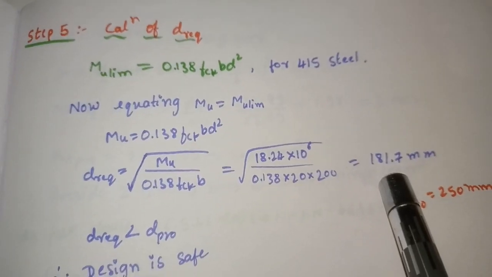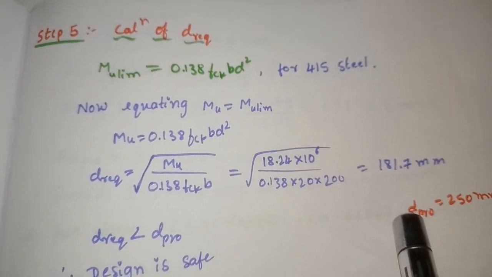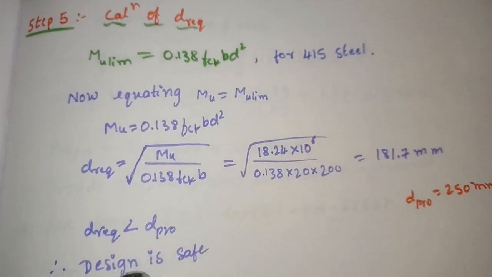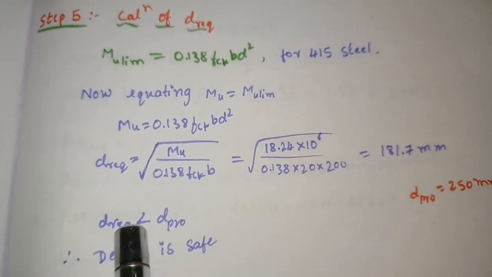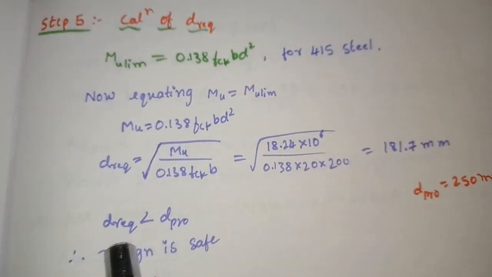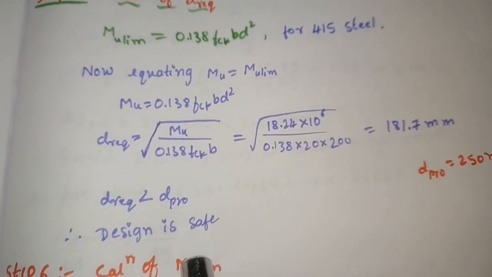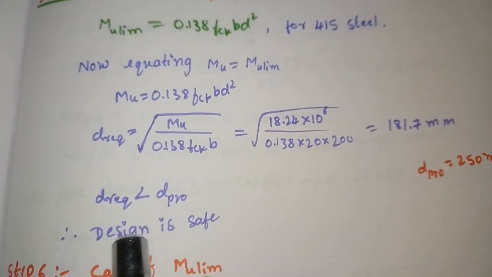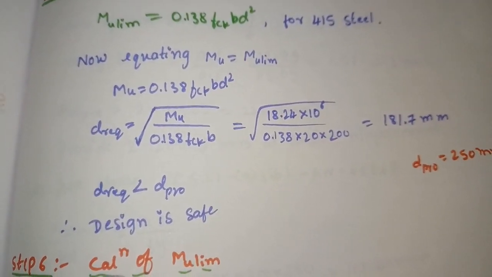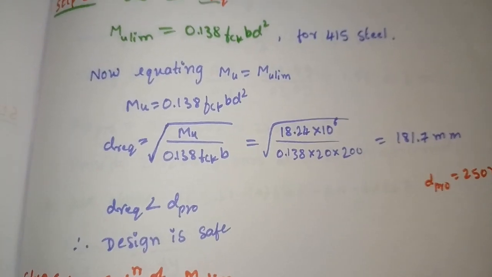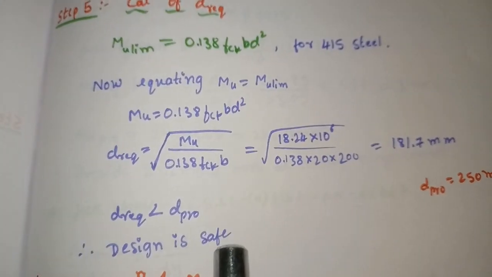So how much have we provided? We have provided our D as 250 mm. So our D required is less than the D provided. Hence our design is safe. Our effective depth is sufficient to carry this load. We have provided more than the required value. That's why our design is safe. Now we can easily calculate further. So this is how we do the D check.